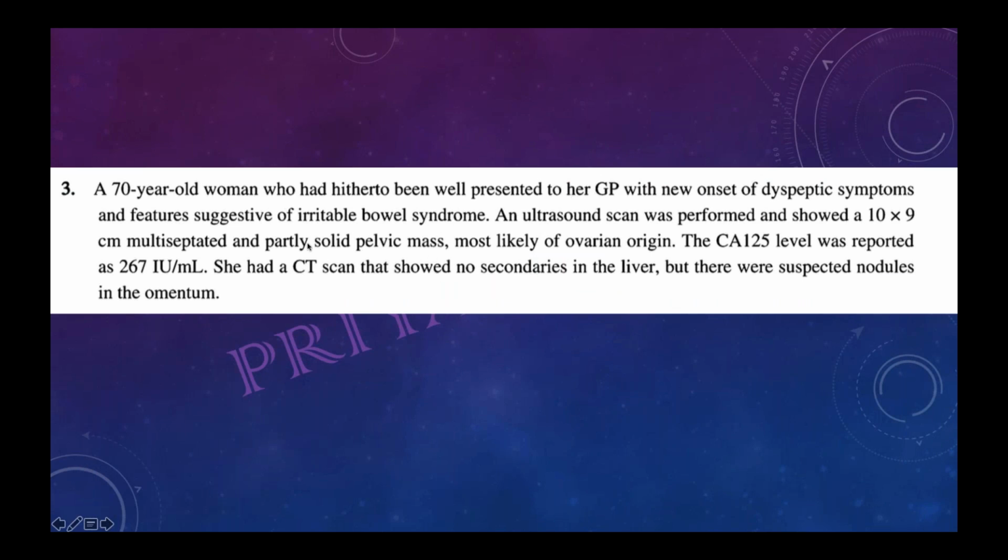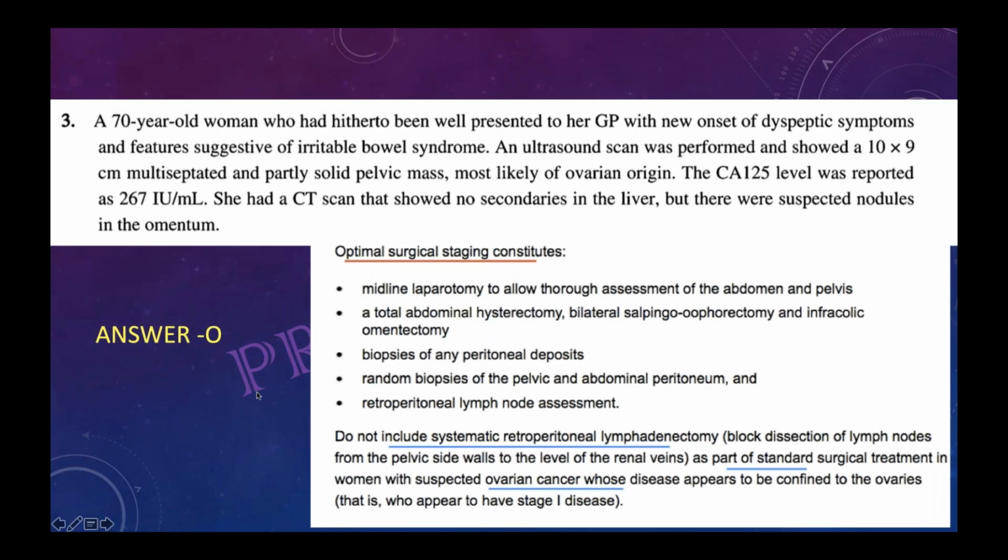Now another woman, she is 70 years old with the symptoms of irritable bowel syndrome. Scan shows some partly solid, some partly cystic area. CA125 is raised, and CT scan shows no secondaries. What to be done? Similar kind of question. Answer is same, okay? Staging laparotomy only.